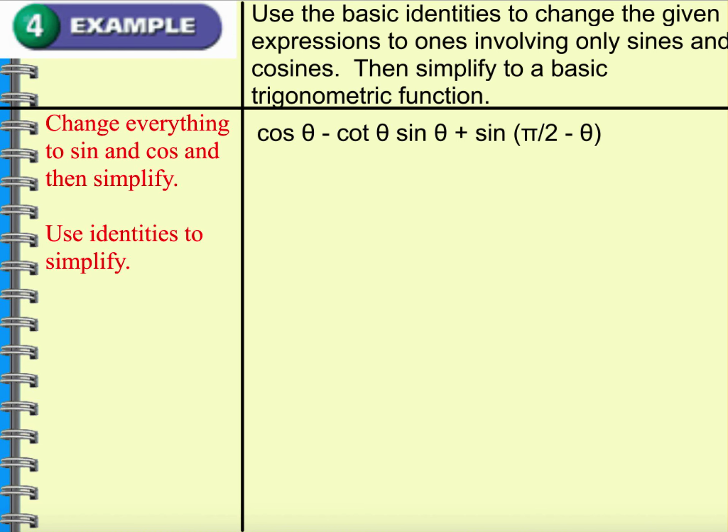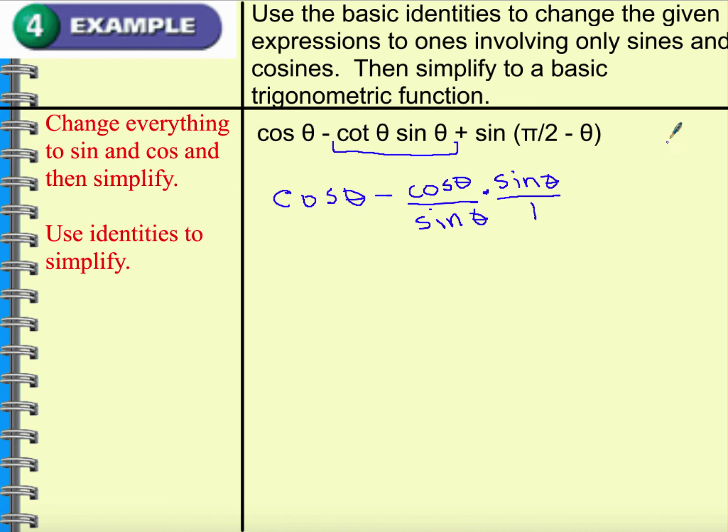Cosine is already a cosine, so I don't need to change it. I'm just going to start with cosine. Minus sine. Okay, we're doing good so far. Now this term is cotangent times sine. I know that cotangent is really cosine divided by sine. So I'm going to use that quotient identity to replace cotangent with cosine divided by sine. And then it's getting multiplied by sine. Well, I don't need to change that. Since I'm multiplying it by a fraction, maybe it will be better if I put a 1 underneath.